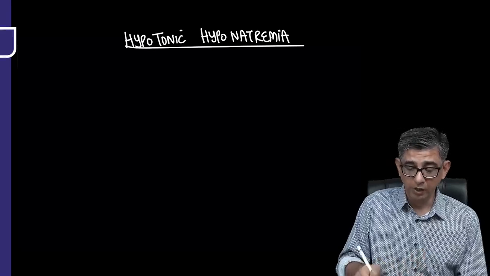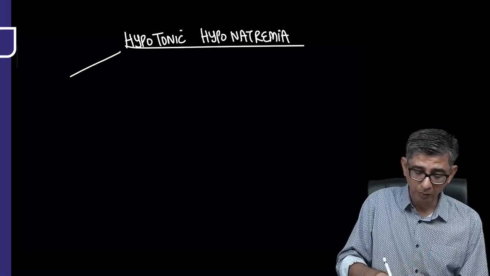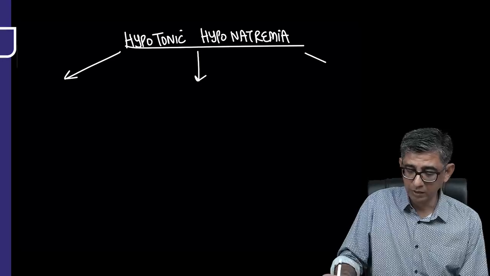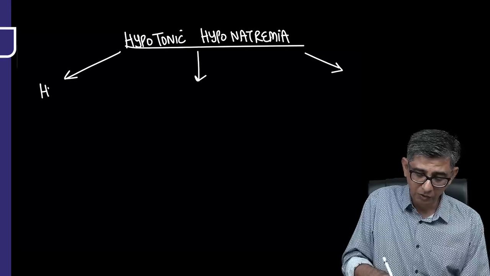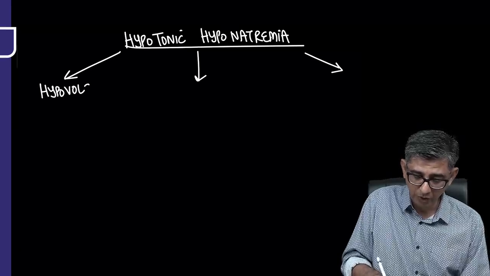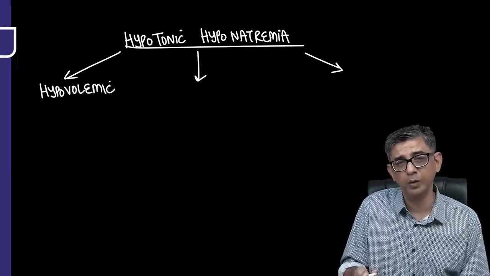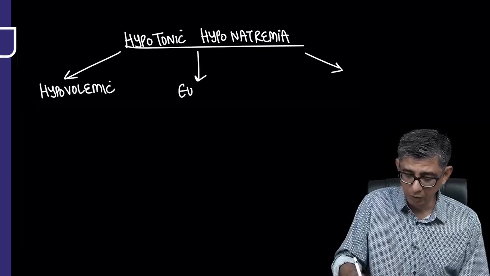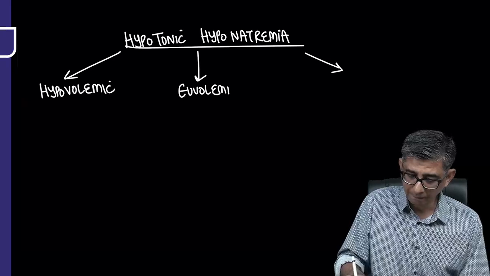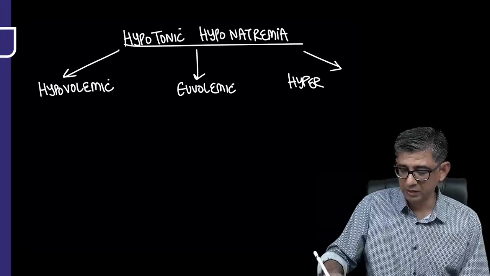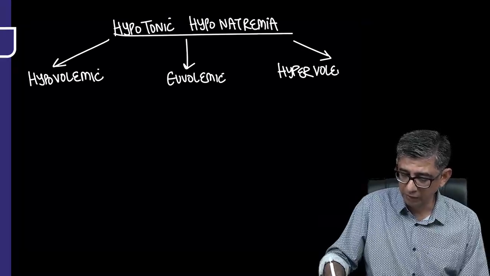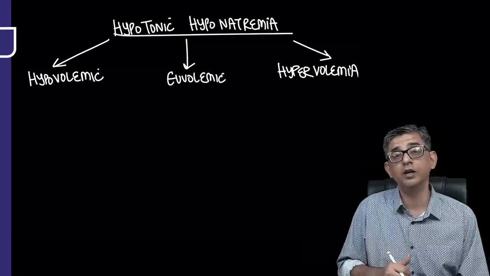Now, when it comes to hypotonic hyponatremia, we'll make 3 arrows like this. I would suggest you to do it by yourself so that you can get the data right. That is, there are 3 varieties of hypotonic hyponatremia. That would be hypovolemic, then euvolemic hyponatremia, and the third one is hypervolemic. Though this has been discussed, we are just trying to re-emphasize and reorient the data in our brain.